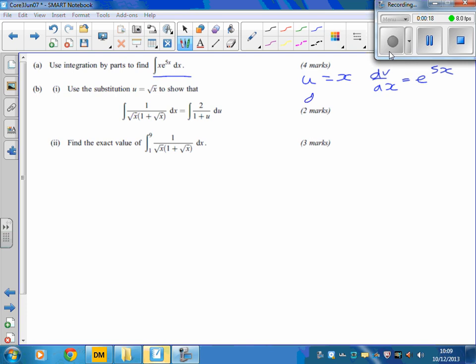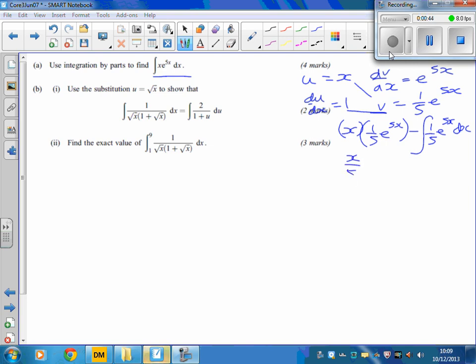So you differentiate this, du by dx equals 1, and integrate this one here. The integral of this is 1/5 e to the 5x. And now the by parts rule is u times v, so these two things times together, minus the integral of the two things you just worked out, these two things times together, which is 1/5 e to the 5x. Please put dx on the end as well.